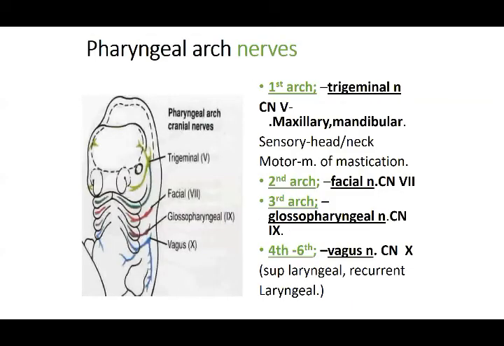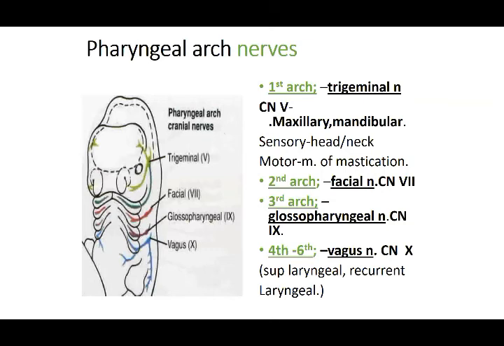Then are the nerves which are supplying each portion. This is again a diagrammatic representation: first, second, and then you have the 9th and the 10th nerves. That is the third and the fourth and the sixth arches. Fifth is rudimentary. First arch is your trigeminal: maxillary, mandibular. Maxillary and ophthalmic are basically going to be your sensory supply, and mandibular is going to be your motor supply, that is to your muscles of mastication.